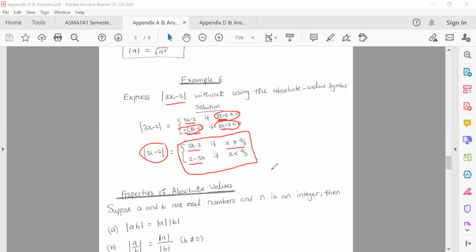All right. Let's look at some properties of absolute values.